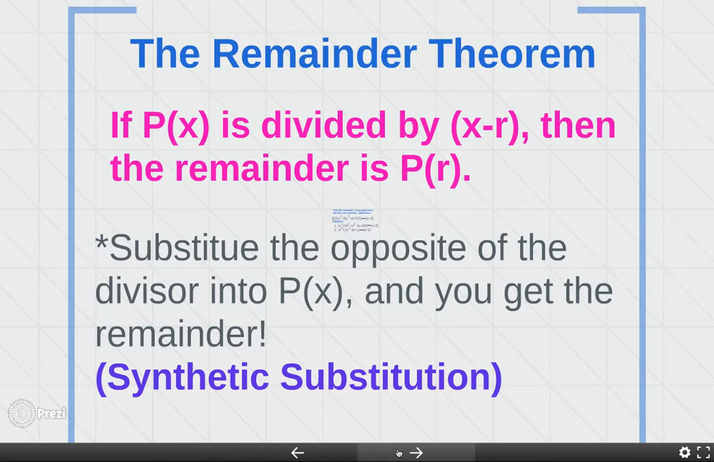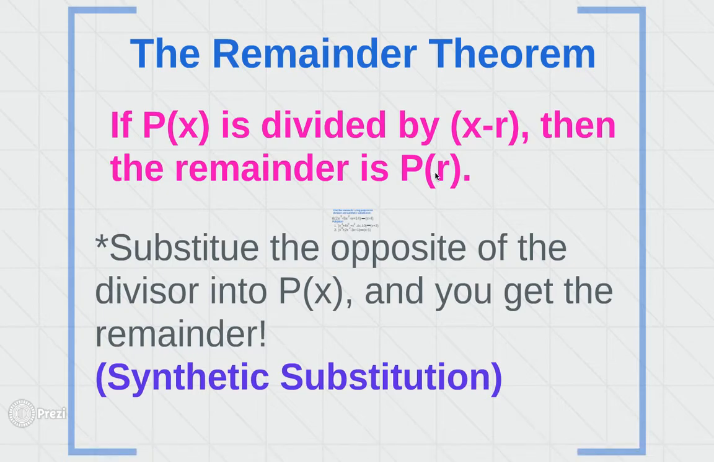Alright, so in class we did a nifty activity where you guys found another way to find the remainder other than doing long division or synthetic division. This is called the remainder theorem, or sometimes, if you look down here, it's called synthetic substitution. So, what's going to happen? If you take p of x, which is the dividend, and you're dividing the dividend by x minus r, if you substitute in the opposite of this value right here, so if I substitute in positive r, not negative r, back into the dividend, the answer that you get is actually going to be the remainder.